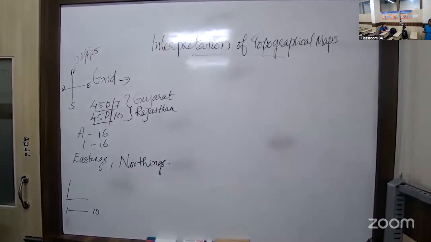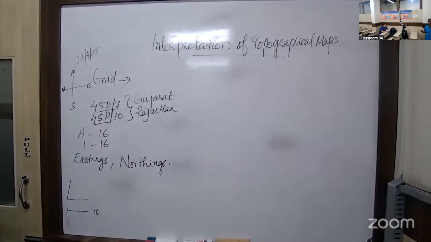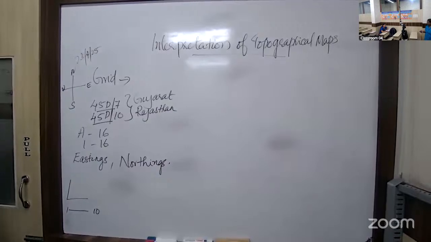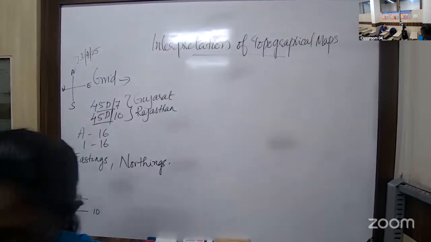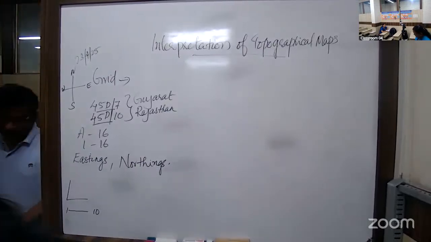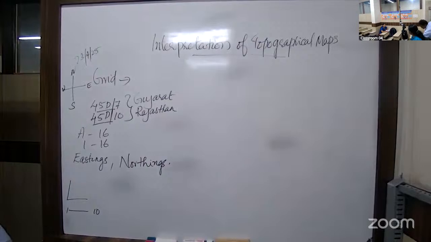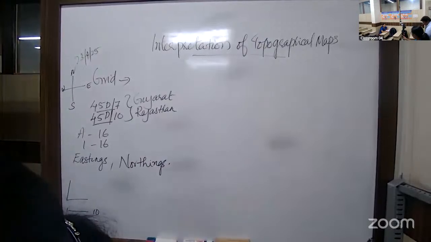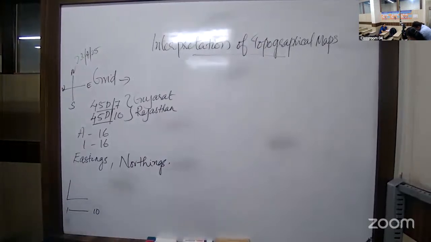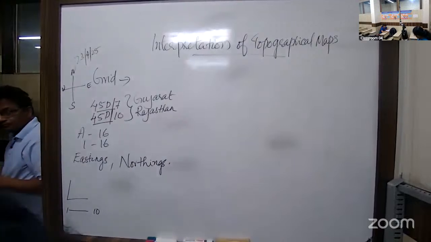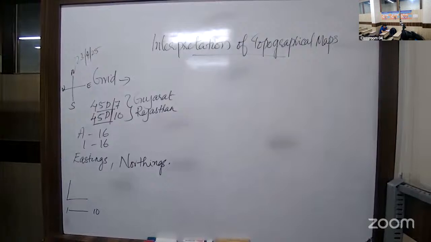Now whenever we have to find out the location of a place, we will start from the first one, which one? Northings. Let us see once again. No, we'll start from east. Let's see.